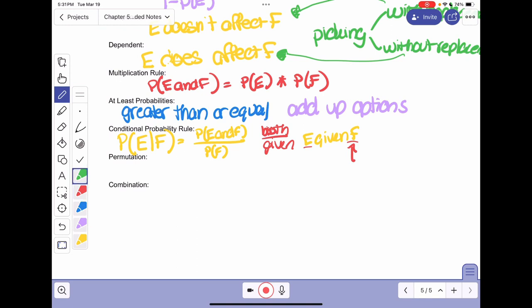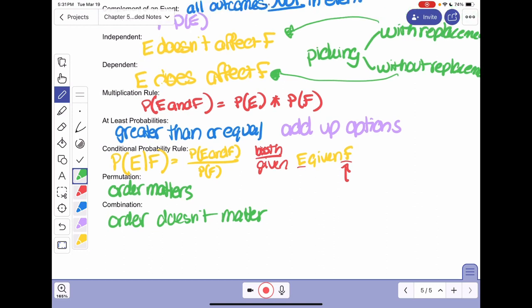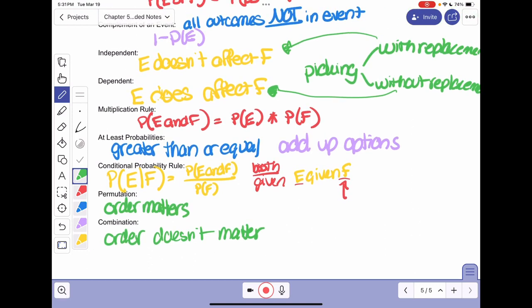And then permutations and combinations are just different groups of numbers. Permutations, order matters. In combinations, order doesn't matter. So we'll get more into that as we need to, but I just wanted you to be aware of this vocab. So that is chapter 5.